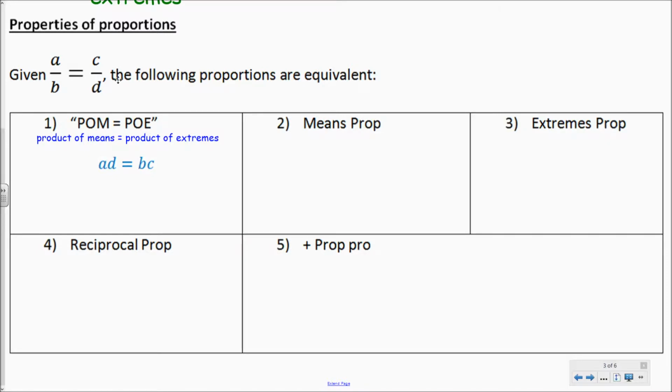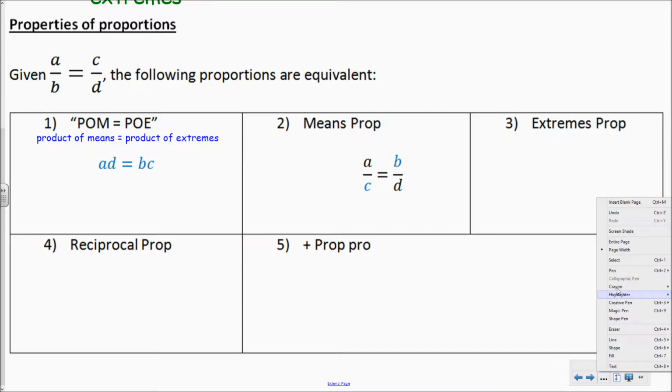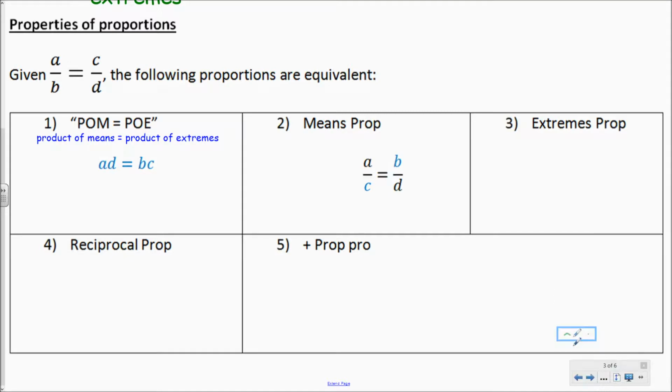Another example of an equivalent proportion would be using what's called the means property. It's equivalent to exchange the mean values of a proportion. If this proportion is true, then this proportion will also be true. And there's a quick and easy way to justify that. So this is how this proportion works, or why it works.